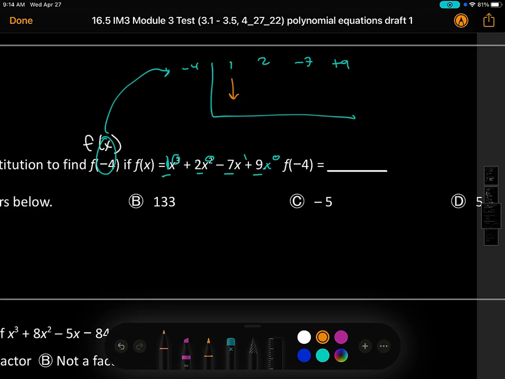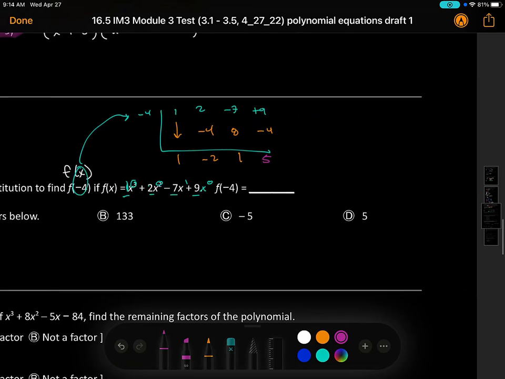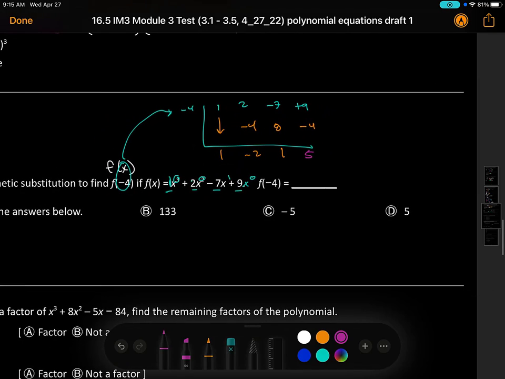Just bring this one down, multiply, add down, multiply, add down, multiply, and then add down. So our remainder is just f of negative 4 equals 5. That basically means you have a polynomial. Just put that one up there.